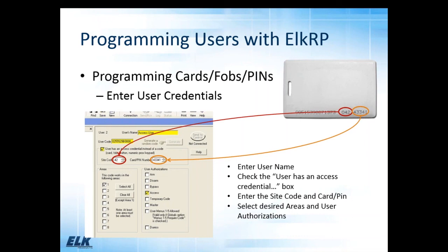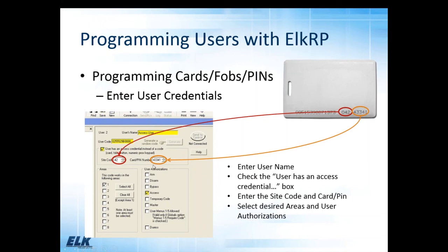On the ELK cards, that's our ELK M1PRC, there's information printed on the card. The middle set of digits is our site code, and after that is the card PIN number. You can manually enter those into ElkRP, and that would create the 12-digit code that Amy spoke about earlier. If we were to swipe this card at a reader attached to a keypad, we would see that 12-digit code appear, or you can manually enter it into RP.